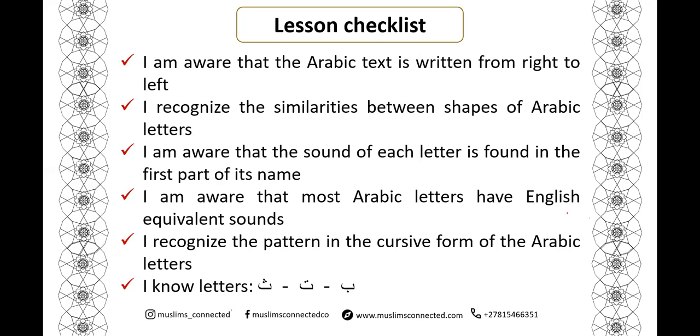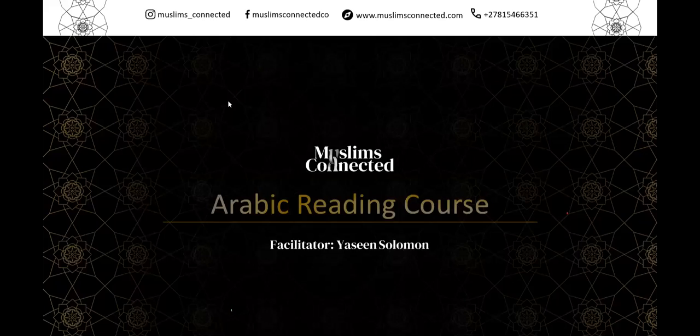And let's just do a run through of the checklist, and you can check your understanding as you go through the slide. Make sure that you're aware that Arabic text is written from right to left. Make sure that you recognize the similarities between shapes of the Arabic letters. Make sure that you are aware that the sound of each letter is found in the first part of its name. Also make sure that you're aware that most Arabic letters have English equivalent sounds. Just be aware of that fact and recognize the pattern in the cursive form of the Arabic letters. And lastly, know the letters ba, ta, and tha. Okay? So that concludes our lesson for today.